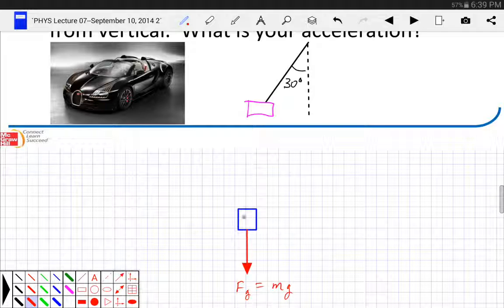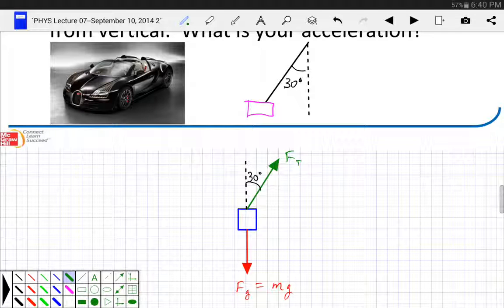Then I'm going to have the force of tension acting on this. Now remember, tension is always acting in the direction in which the string leaves the object. So the tension is going to be going upward like this. So my force of tension is going to be something like this, and once again, that's at an angle of 30 degrees from vertical. So let's name this the force of tension. So I've drawn my free body diagram.